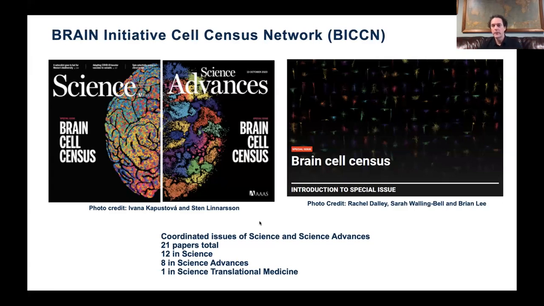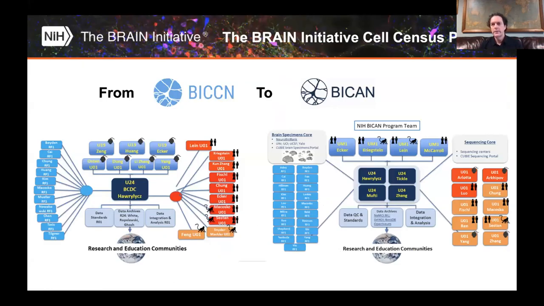This body of work, I think, represents a pretty remarkable advance for the field and was highlighted in a series of 21 papers in total in issues of Science, Science Advances, and also Science Translational Medicine that were all coordinated as a package. As I mentioned, this work is supported by the Brain Initiative Cell Census Network. This is a major NIH initiative that the various groups we'll be talking about are part of.